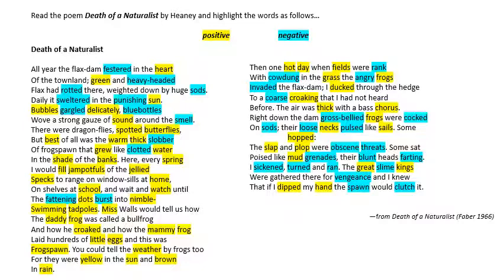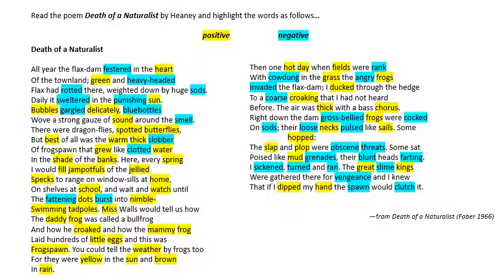Think also about the positives, how they're far more delicate. And even if they've got plosives in bubbles, they're comical, childlike, innocent, and jampotfuls and jellied, and schooled and swimming tadpoles and daddy frog and mammy frog and frogspawn and yellow and sun. Look through again at the different sounds and think about which sounds make it pleasant and which add tension or uneasiness.